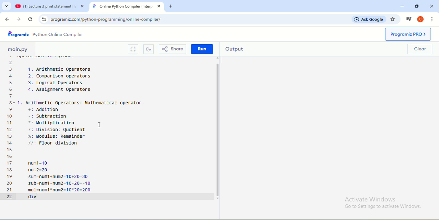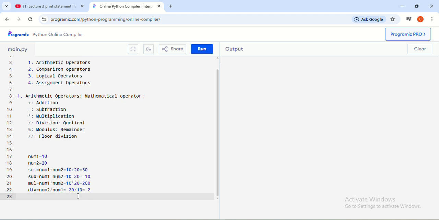Then there will be division, right? Division, if I just take a variable div, which will be like num2 divide num1. Now you all know that when we divide a number in mathematics, we get two results: one is the quotient and one is the remainder, right? So if 20 is divisible by 10, the quotient we will get is 2, because 10 twos are 20, right? And here the remainder will be 0.